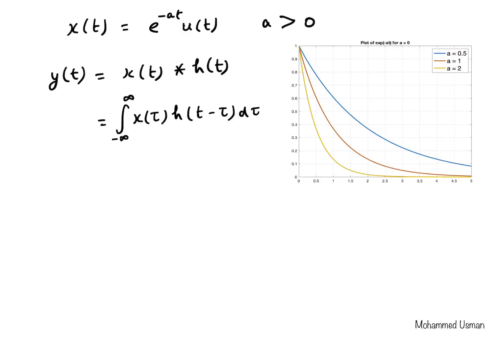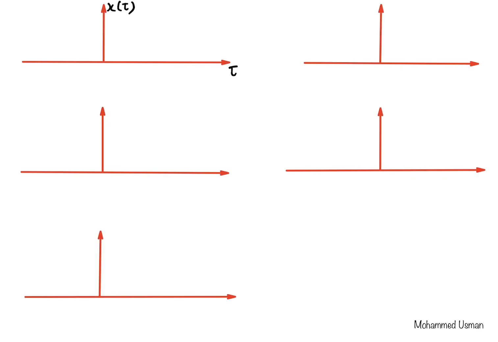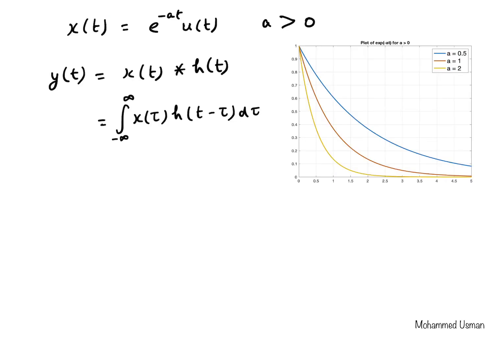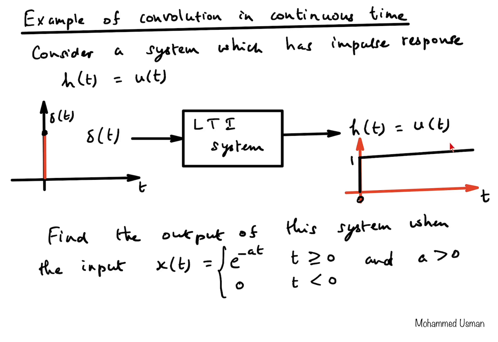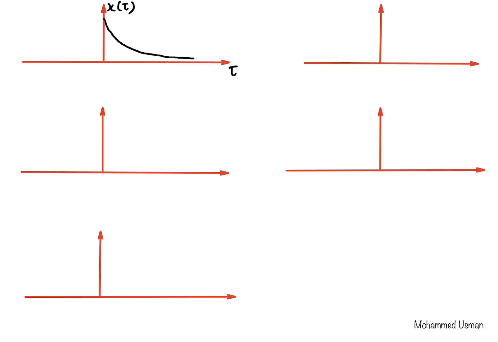As we have seen in these plots, this signal x of t is a decaying exponential, decaying at some rate for some value of a. So we'll have a decaying exponential which looks something like this. That's the decaying exponential which we have denoted as x of tau. And the impulse response of the system is a unit step function. h of t is u of t, which is like this. We will plot that also over here. So the impulse response is going to be something like this.